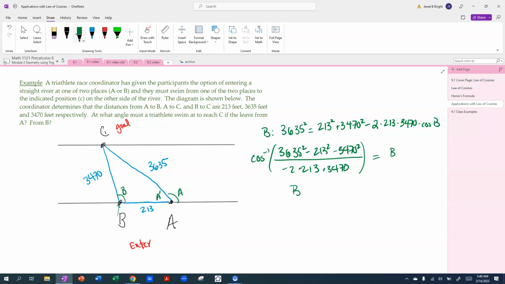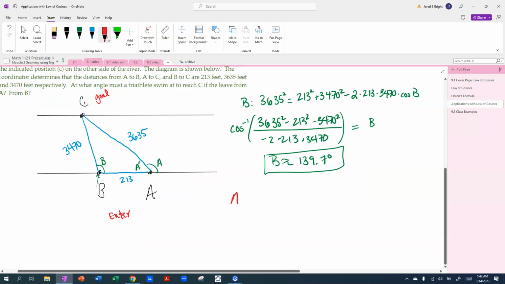After we type that all in a calculator, I get 139.7 degrees if I round to the first decimal place. Let's see what we get for A prime, and then we have to subtract that from 180 because we're actually looking at the supplement. So I'll do this in red.